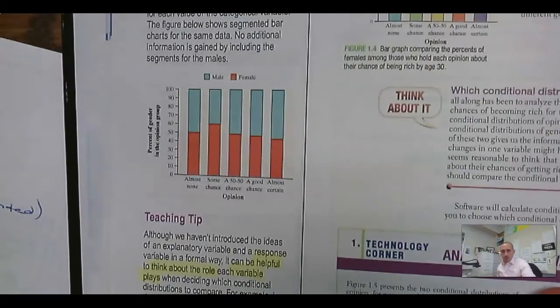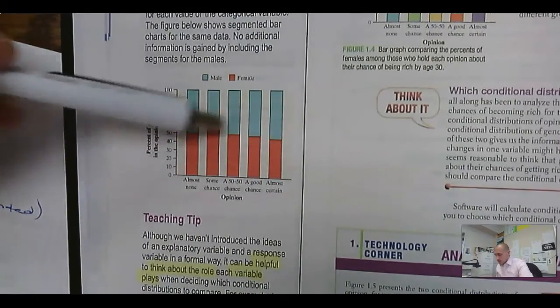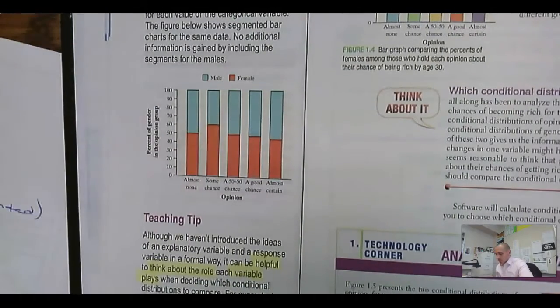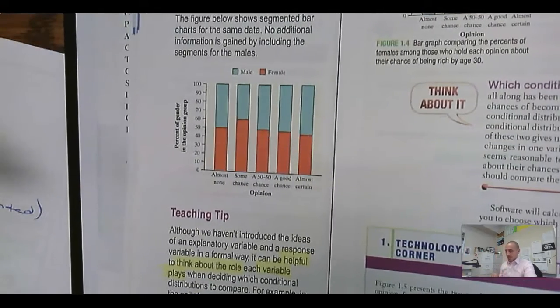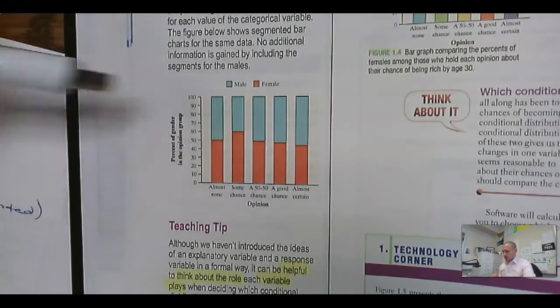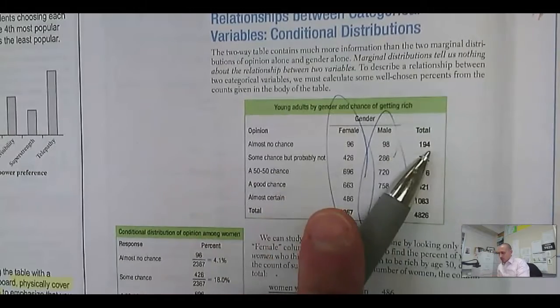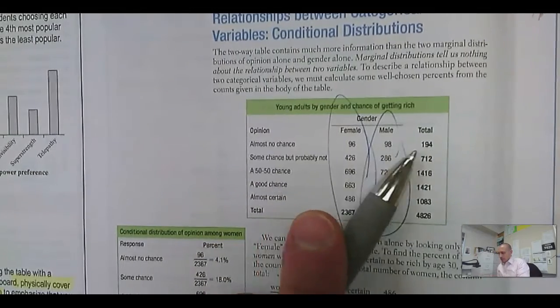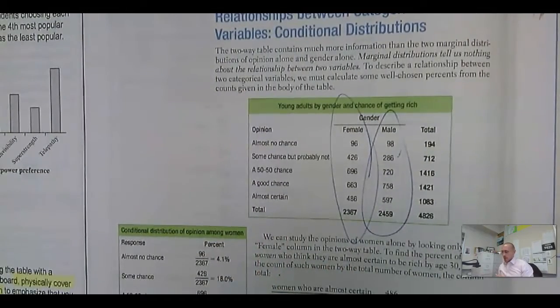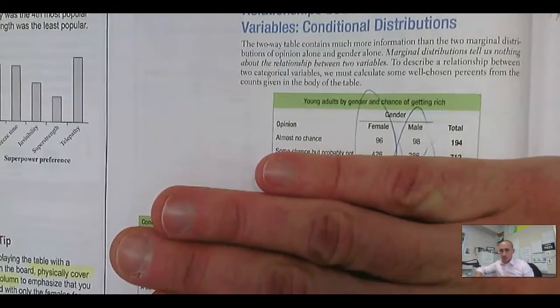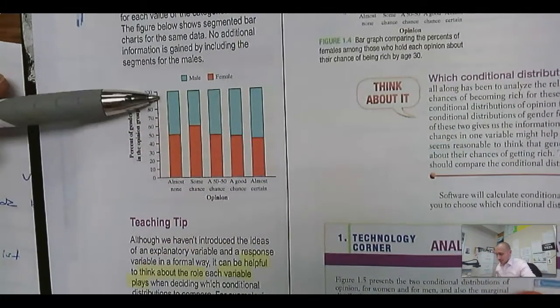Okay, so here you can see the opinion, male and female. Now this is a different conditional distribution, and it's a segmented bar graph. So what they did for almost none is they took 96 divided by 194 for the female and 98 divided by 194 for male. We're just looking at that row. And you'll see that the male percentage is slightly higher.